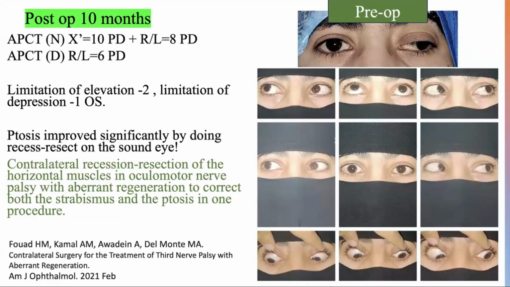And here you can see also that not only the strabismus improved, even the ptosis improved in the patient. So how did the ptosis improve in this patient without ptosis surgery? That happened when we did the contralateral recession resection. That will create a fixation duress and will make the ptosis improve because that patient had aberrant regeneration.